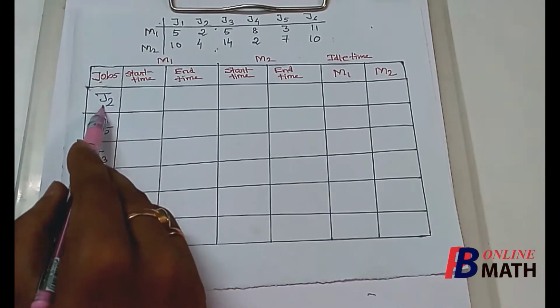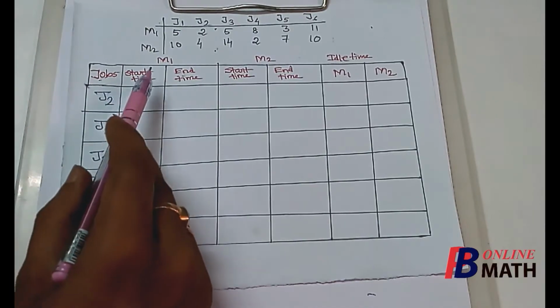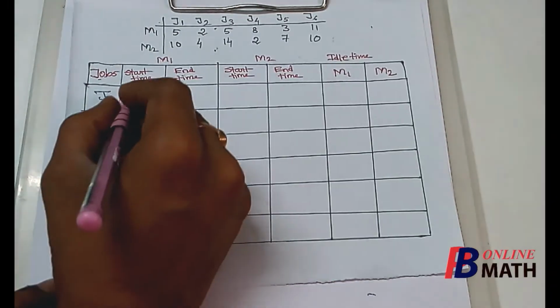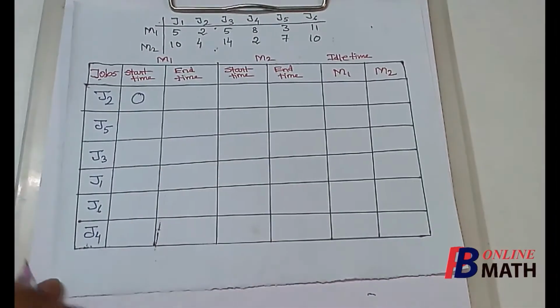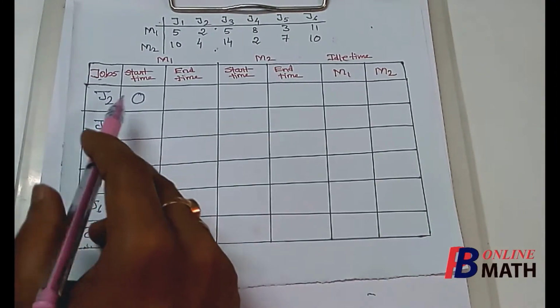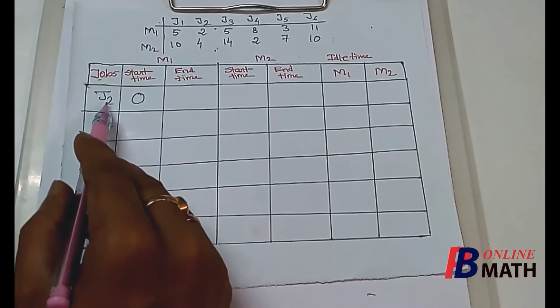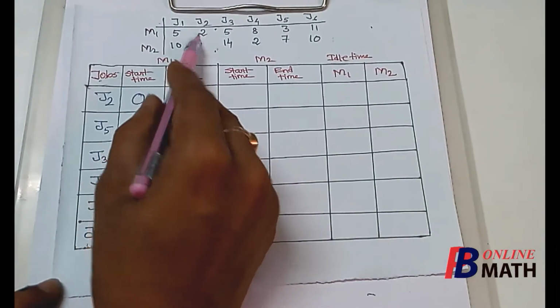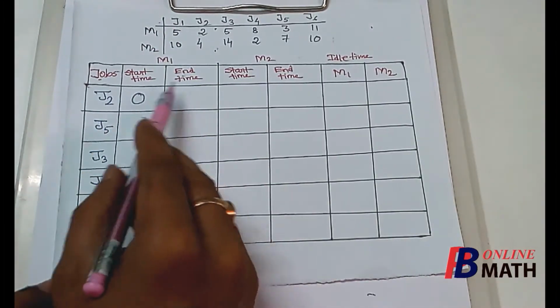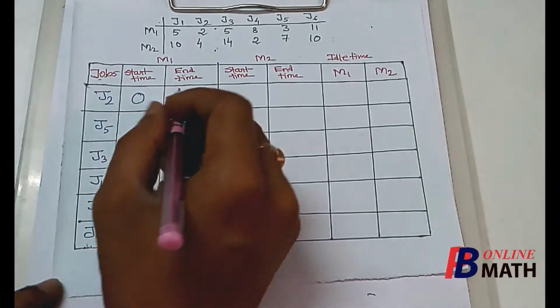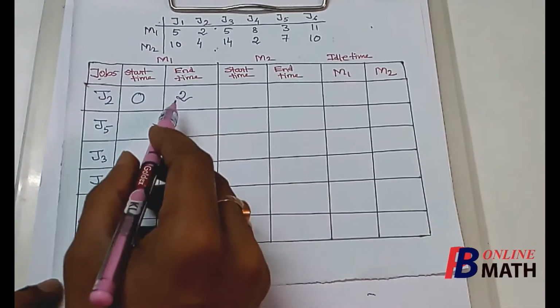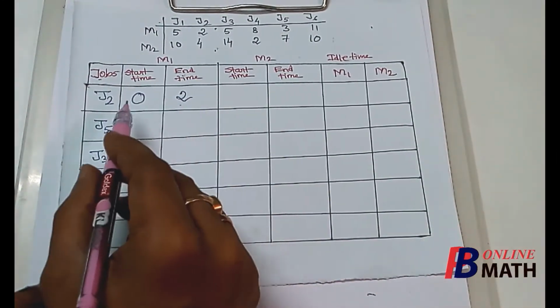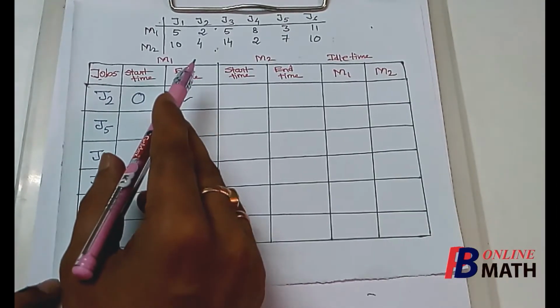Now this job will start processing on machine M1 at time 0, because it is the beginning of time, so the start time is 0. The time required to process job J2 on machine M1 is 2. So the end time for this job on machine M1 will be 2, because this 2 is the required time to process this job on machine M1.